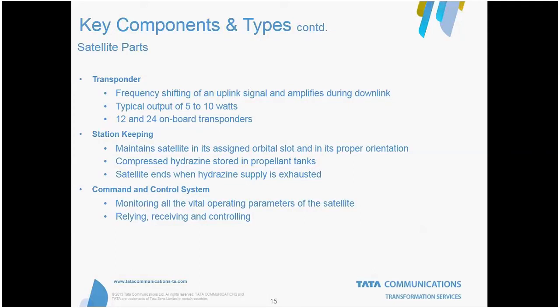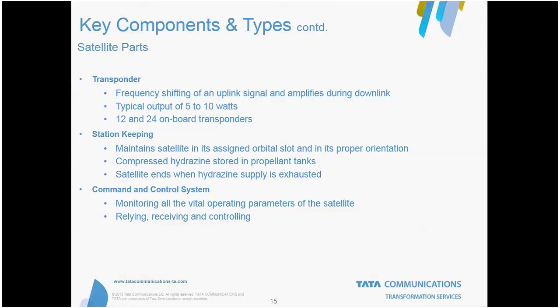Next is station keeping. So this makes sure that the satellite is always in its exact orbital slot, and the hydrogen, which is the propellant, is always stored here. So when we say the satellite life ends, it means the hydrogen is exhausted.